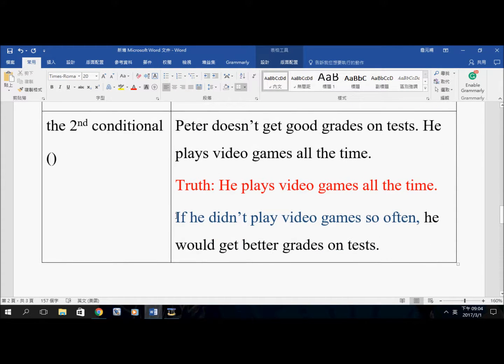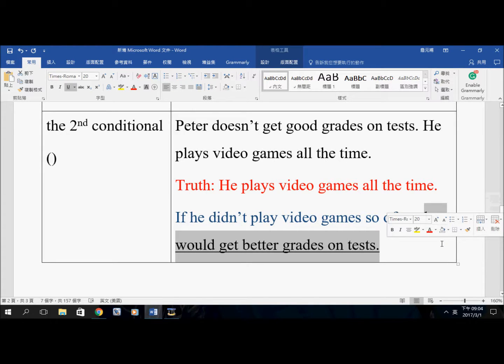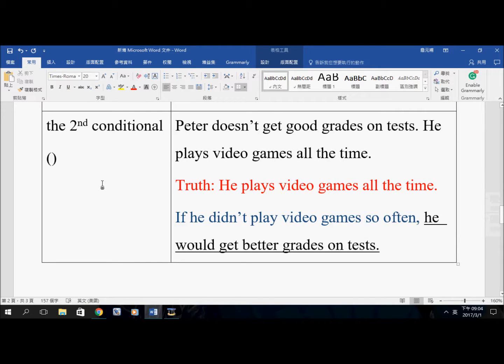So if he didn't do that, this is probably something that would happen. But Peter is not making a choice for what he is going to do in the future. We're just imagining if this were true. If this were true, this would happen. So it's not planning for the future. Actually, it's the opposite of what's true at the moment.